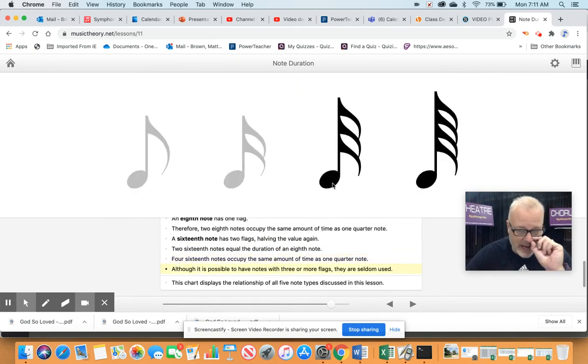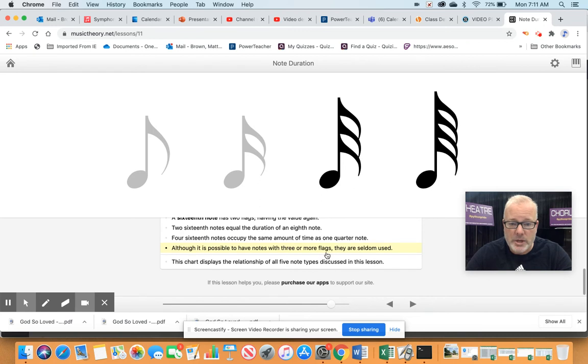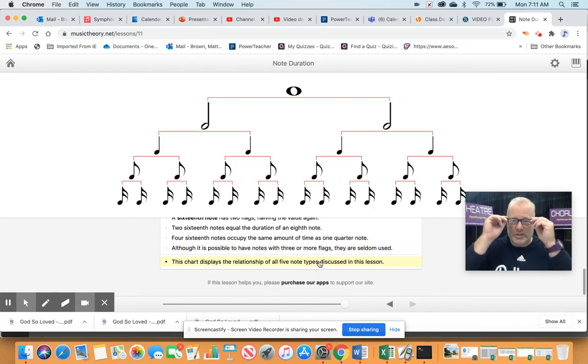Now, it's possible to have more flags. So we would have 8th note, 16th note, 32nd note, 64th note. These are very rare and seldom used. You will see a lot of this in violin music and percussion music, but they're not really common in what we do in choral music. Okay, so here's the big chart. So let's just kind of walk through it.